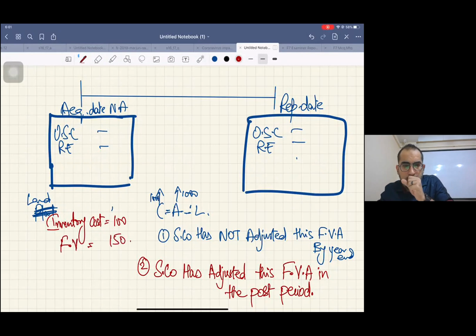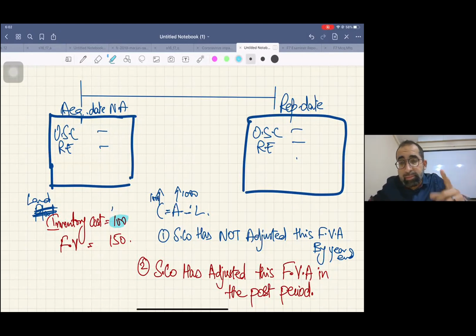Now, listen to me. You know, in individual books, IAS 2 is applied. So according to IAS 2, inventory is recorded at lower of cost or NRV. We all know this. So at the date of acquisition, S company has recorded the inventory at 100. Yes, they are right, by recording the inventory at 100 in their individual books.